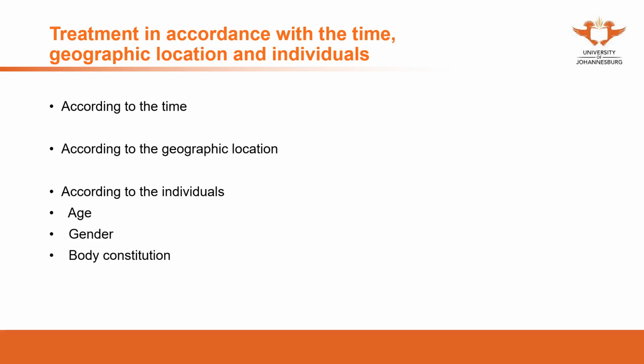So we don't have one set of standard treatments for everyone, for one single disease. Our treatments need to be based on the time when the disease onset, on the geographic location where the patient lives, and on the individual. These 3 "according to" principles are important in our theories. And until today, we have finished all our theory study of Chinese medicine and acupuncture.